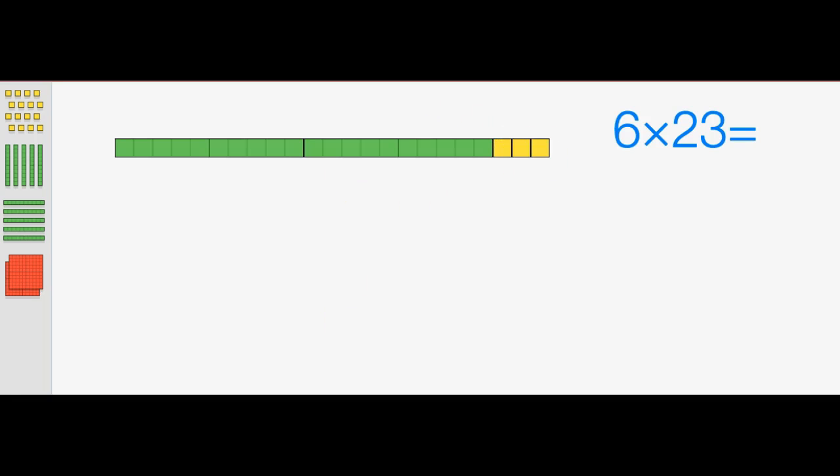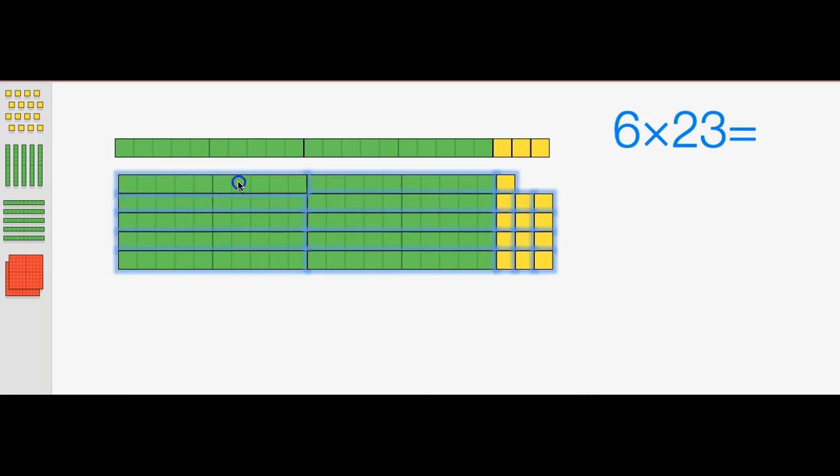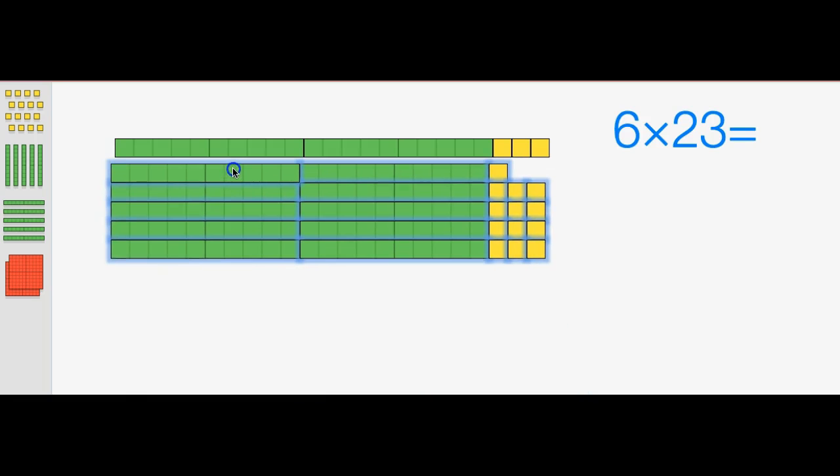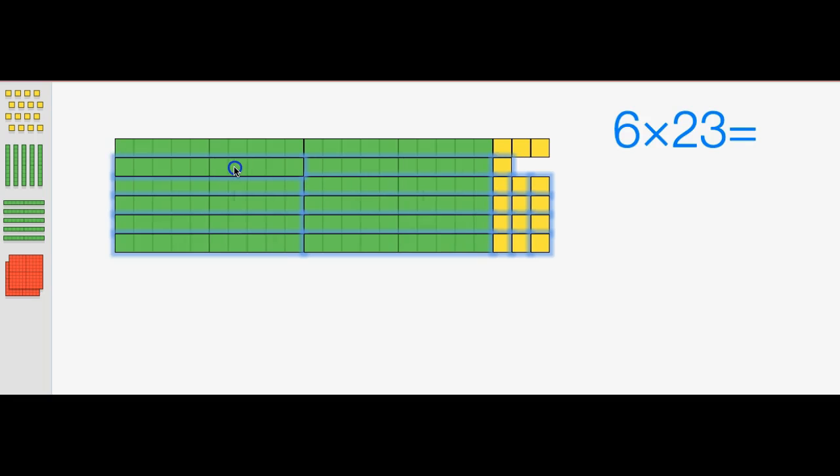And I'm going to go ahead and just repeat all of that 6 times. Oops, looks like I've got a few I've got to squeeze in there. So I line them up into a nice array. I'm going to count to make sure that I do have 6 groups of 23. I've got 1, 2, 3, 4, 5, 6 groups. Let's go ahead and label that side of my array as 6.